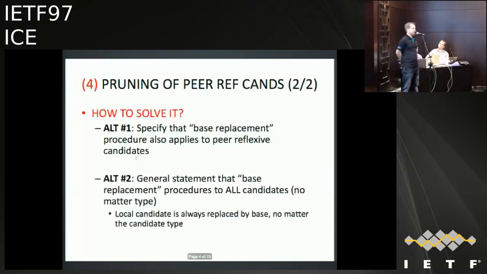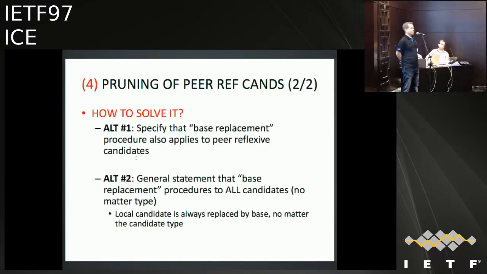The second one, and this is one of the things I talked about earlier, this may seem like an easy fix, but we need to make sure it doesn't have any side effects, is that we have a more generic statement saying that you always replace the local by the base. I mean, in some cases they are going to be identical to begin with, but that's fair enough. But if we always replace it.